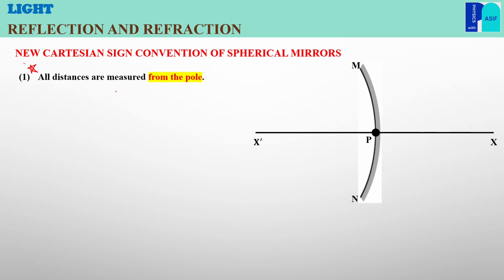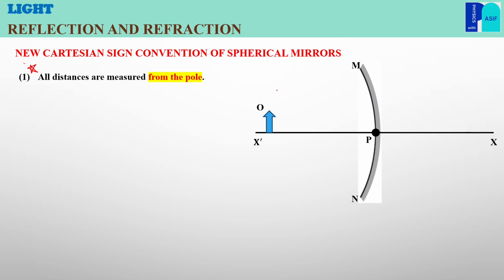And if the image is formed on the right hand side, then it must be measured from the pole to the right side. Whatever distance you measure, you have to start from the pole and then go to the image or the object. And if you are measuring the radius of curvature, even then you have to start from the pole and then go to the center of the sphere. And if you are measuring the focal length, even then you have to start from the pole and go to the focal point.